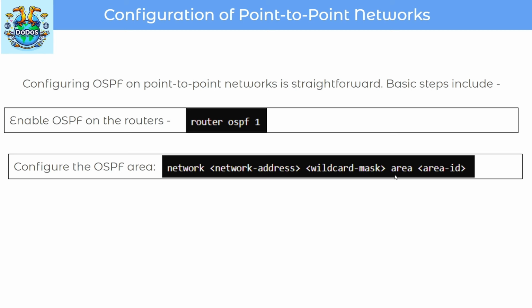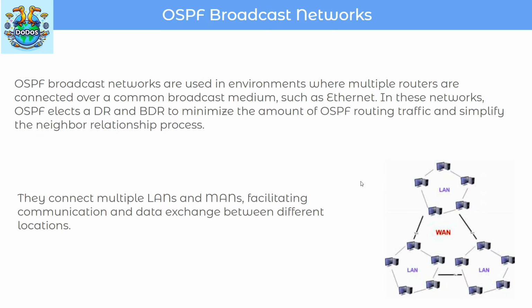A wildcard mask is just an inverse subnet mask. So if there's 255.255.255.0, it's 0.0.0.255, and that's all a wildcard mask is. And then area, and then the area ID that you have. Then you'll have the OSPF area configured.